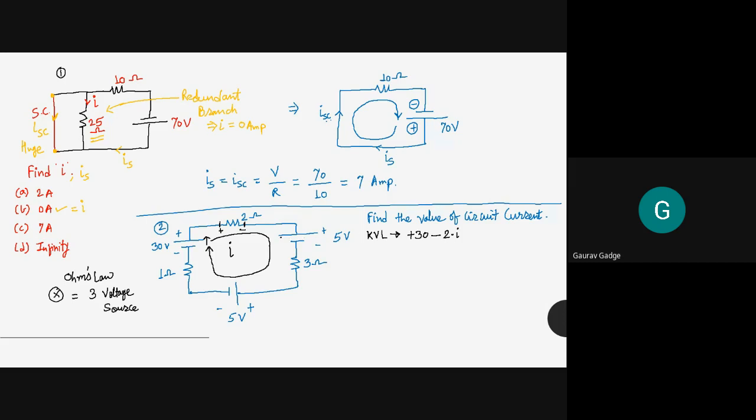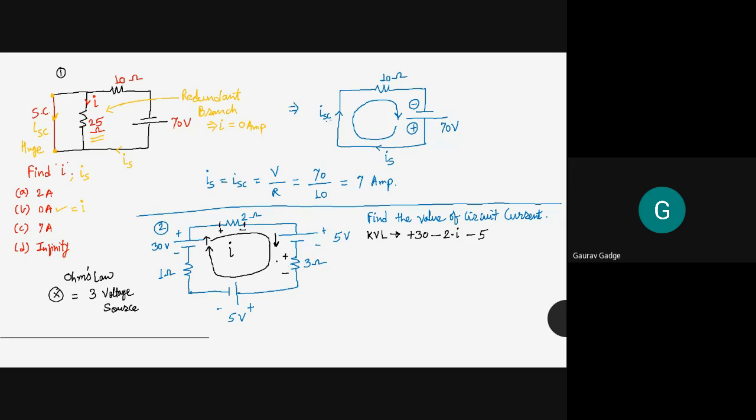Then for the 5 volt voltage source, it is from positive to negative, therefore it is minus 5. Positive to negative, minus 5. Now that current is entering into the next resistance, so the entrance is assigned a positive sign, and the exit is assigned a negative sign.